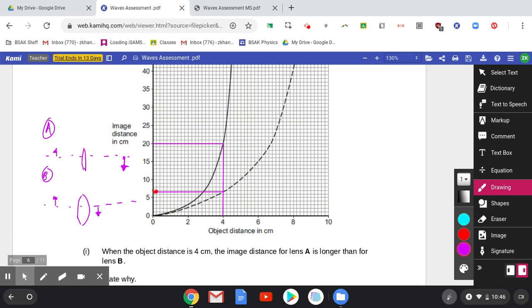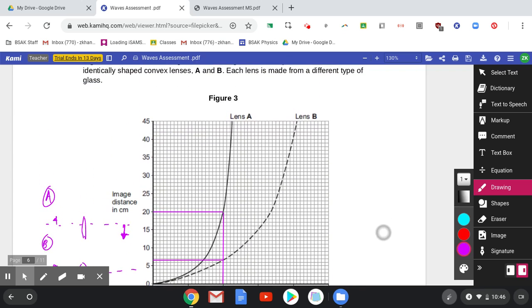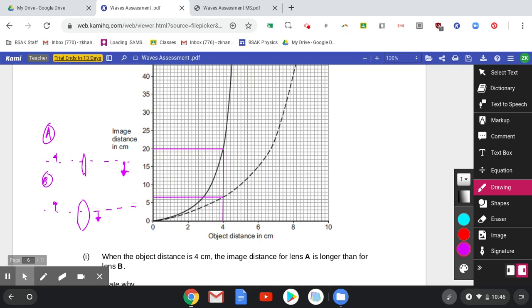So we've got a lens here. You've got your object. This is for lens A. So that's lens A, that's lens B. I'll talk about the shapes in a moment. So they're both convex. So the objects are placed the same distance from each type of lens, but the image which is produced for lens A is a lot further away. So this is the image, compared to lens B, where the image here is much closer.